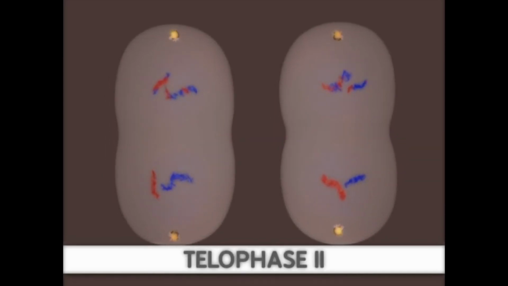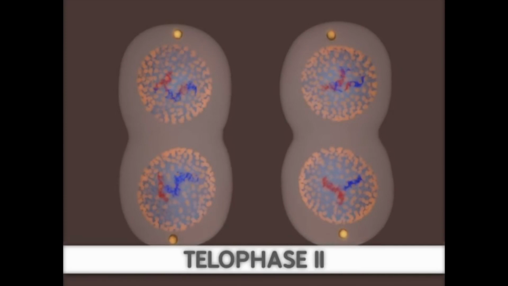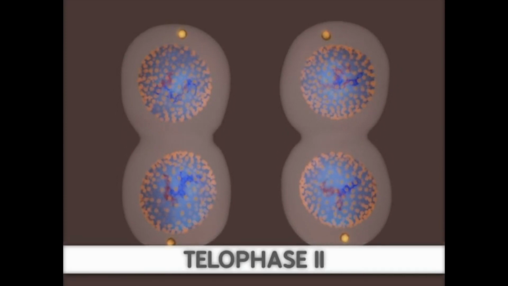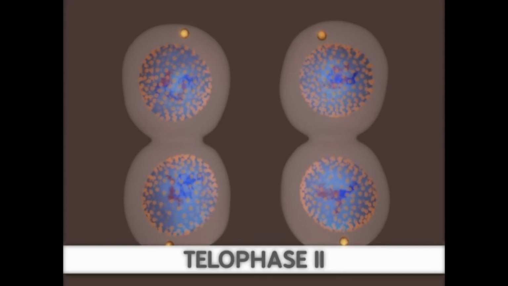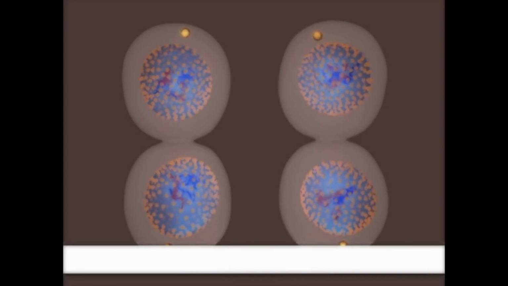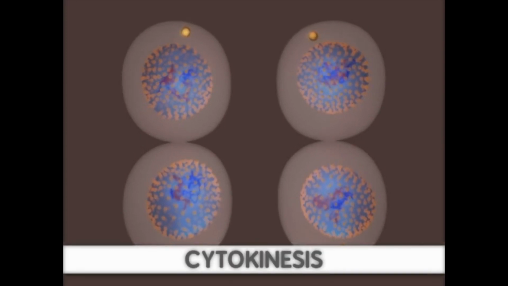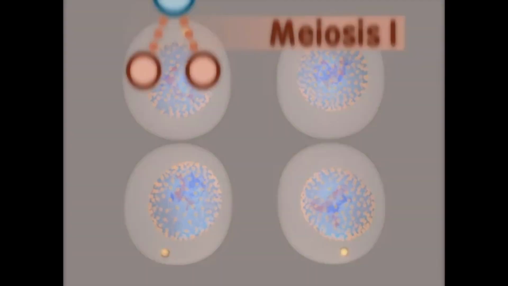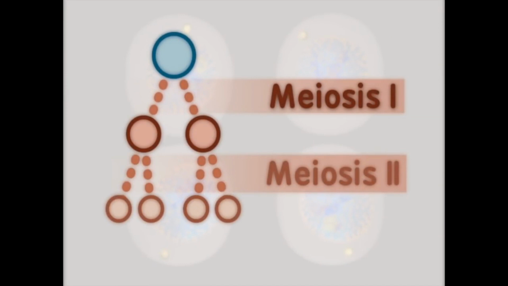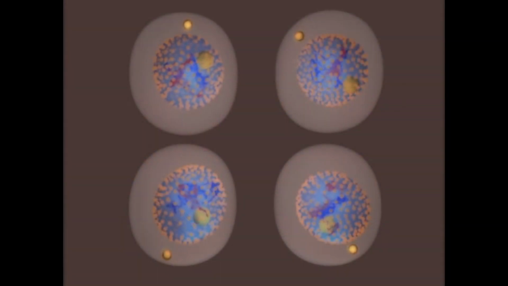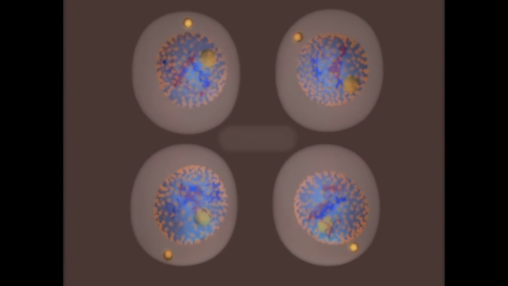In telophase II, the nuclear membrane reforms and the cytoplasm is divided into the 2 haploid daughter cells. This division is called cytokinesis. Since meiosis II began with 2 cells, and each of those cells were split into 2 cells, we now have 4 unique haploid cells at the end of meiosis. These cells are gametes.